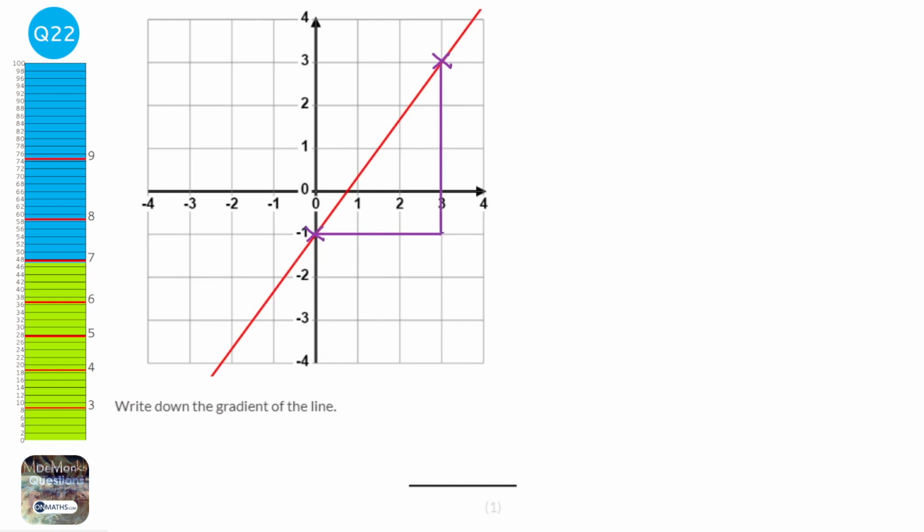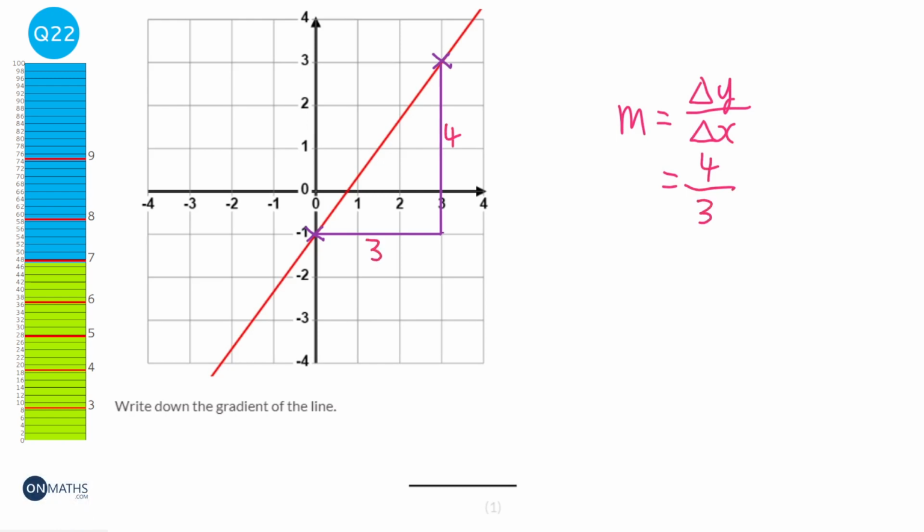And the gradient, which we call m, is the change in y. How much has y changed over the change in x? So the change in y is going to be 4, because it's gone up 4, and the change in x is 3, because it's gone to the right 3. So our answer will be 4 over 3.